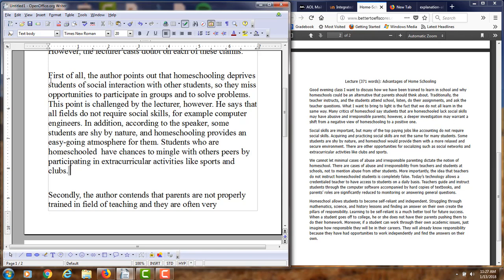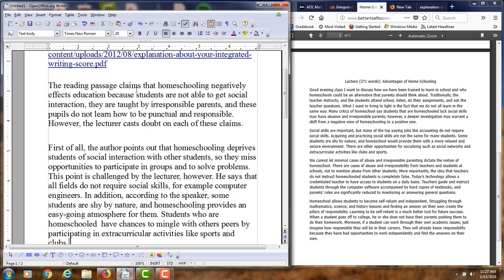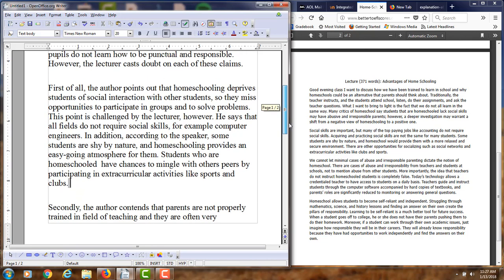So I made some slight changes. I added a little bit in there to what you said. I took away some of what you said in the first paragraph. Am I right? So let's read this second paragraph one more time. First of all, the author points out that homeschooling deprives students of social interaction with other students, so they miss opportunities to participate in groups and to solve problems. This point is challenged by the lecturer, however. He says that all fields do not require social skills, for example, computer engineers. In addition, according to the speaker, some students are shy by nature, and homeschooling provides an easygoing atmosphere for them.